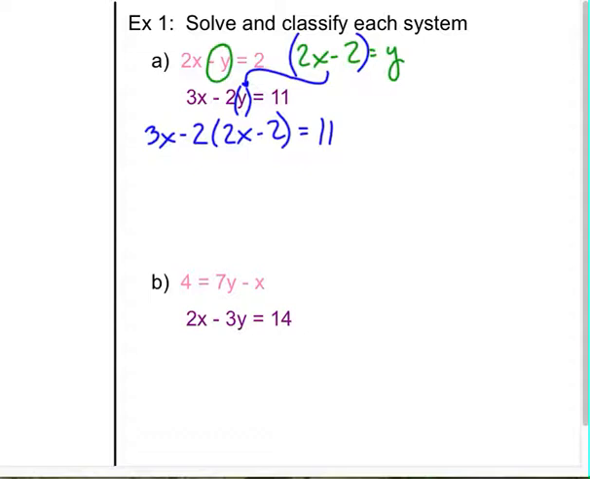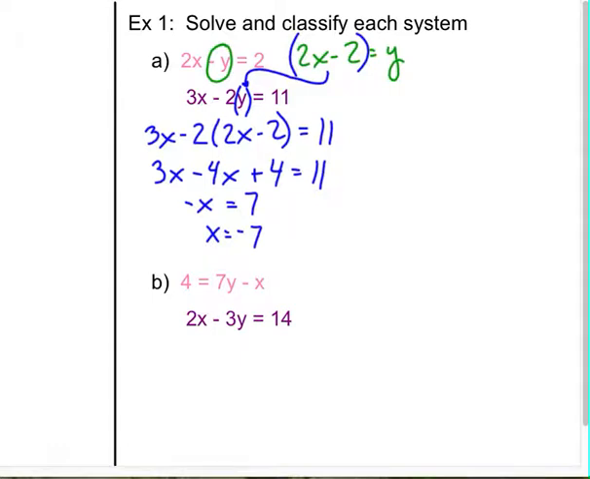I'm going to distribute my negative 2, so be careful that you don't distribute a positive 2, because then you'll make a mistake. Obviously, you won't have that negative carried through. Combining like terms, 3x minus 4x is negative x. Subtracting 4 from both sides and dividing both sides by negative 1, I get x as negative 7.